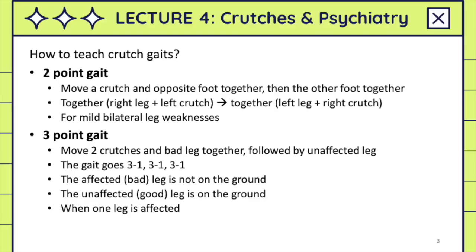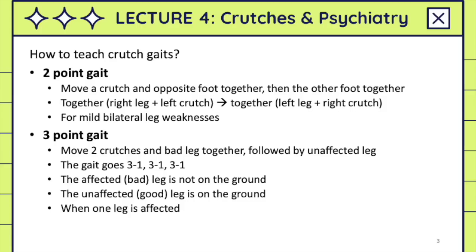In 2-point gait, pretend my arms are crutches, all right? In 2-point gait, you move a crutch and the opposite foot together, followed by the other crutch and the other foot together. And so you kind of walk like this. 2 things, 2 things, 2 things. So it goes 2, 2, 2, 2, 2. Well, if you were going 2, 2, 2, 2, 2, what would you name the gait? 2-point. Doesn't it make sense? Yeah.